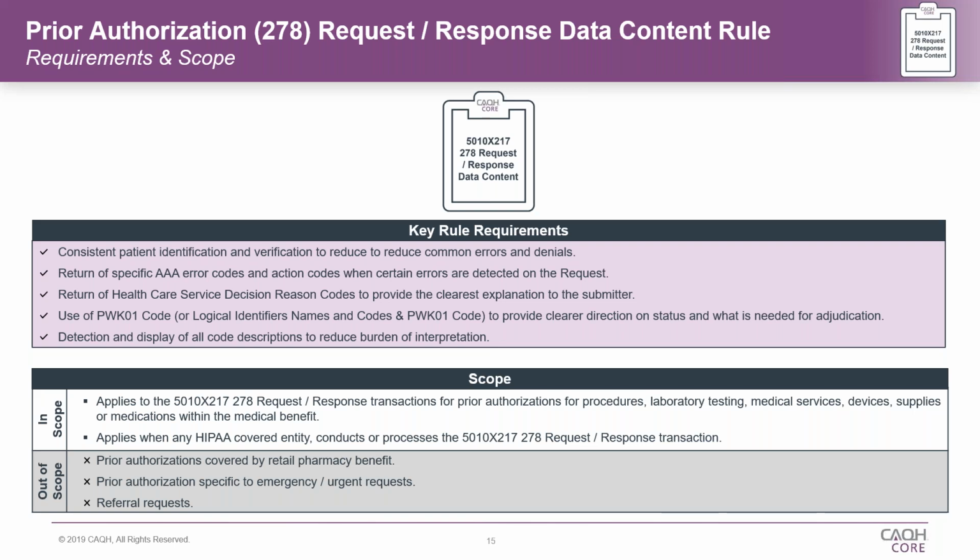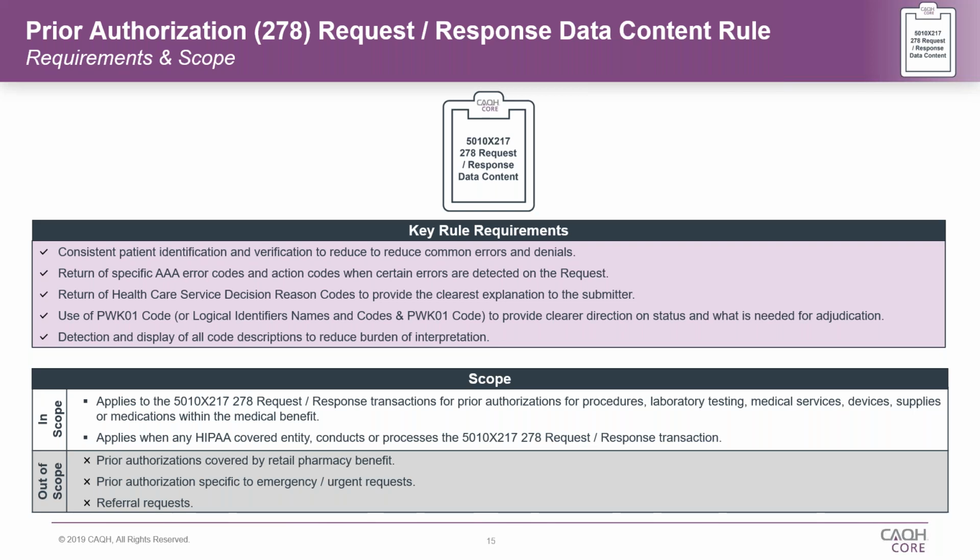Next, emergency and urgent requests are out of scope, and that is because the ACA prohibits requirements for prior authorization to access emergency services. And finally, the rule does not apply to prior authorizations for retail pharmacy services and medications, given that the National Council for Prescription Drug Programs covers these standards and operating rules. These are therefore not addressed in the CAQH CORE operating rules.